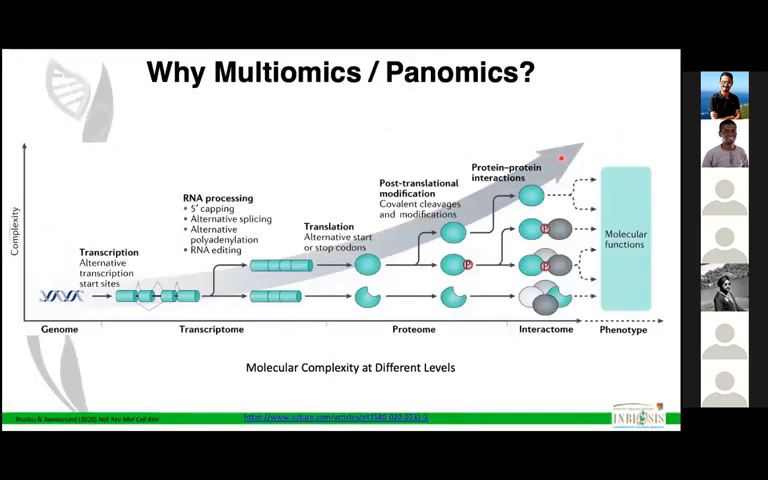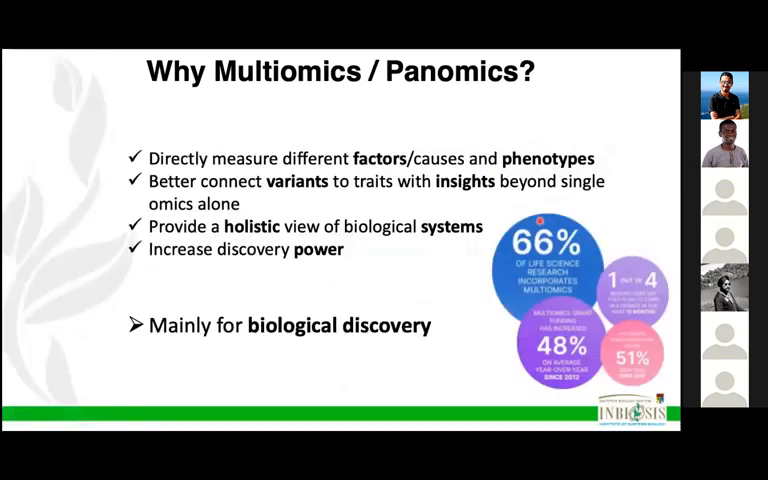And why do multi-omics or panomics? Because the molecular complexity at different levels is different. The closer you are towards the phenotype, the more you need to look at interactions like the interactome. So just looking at the RNA transcript alone won't be sufficient. You have to look at the proteome as well as the interactome. So multi-omics allows measurement of different factors and the phenotype together to better connect variants with insight beyond a single omics. It also provides a holistic view of the biological system for increased discovery power. So it deals with biological discovery.